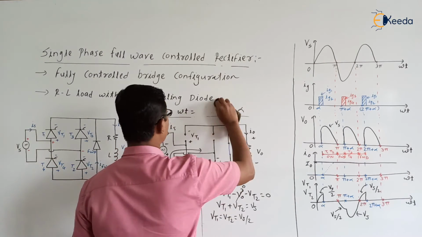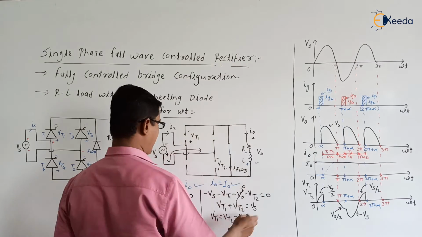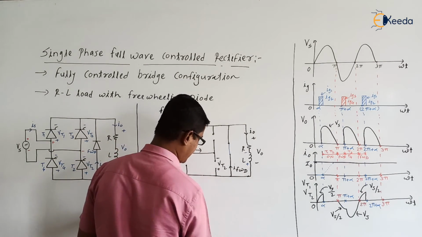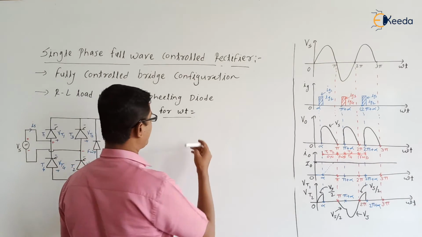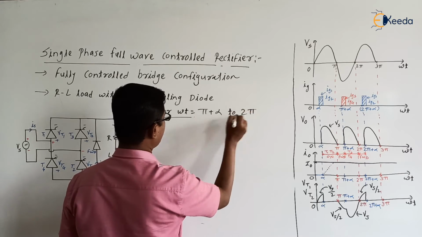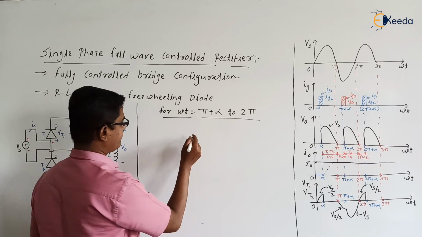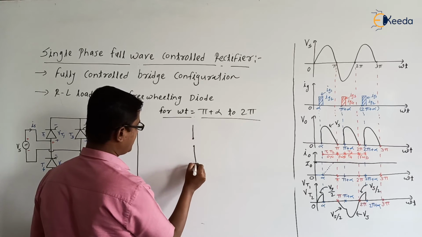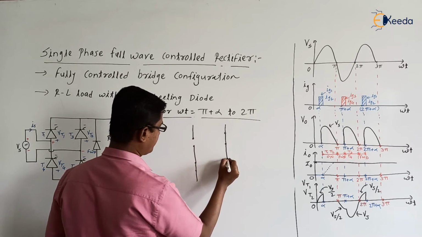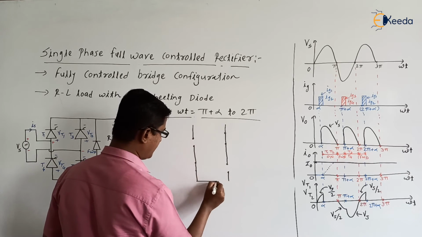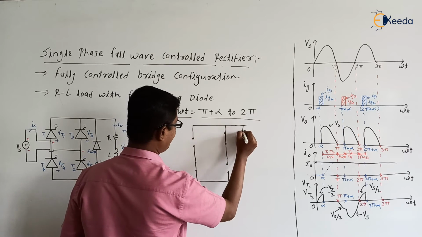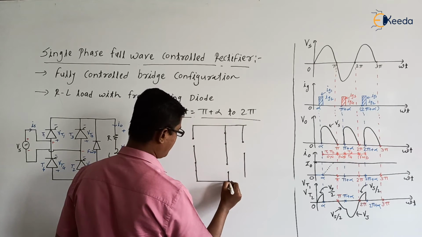From omega t is equal to pi plus alpha to 2 pi, what will happen? Let us discuss. During pi plus alpha to 2 pi, thyristors T3 and T4 will be in the on state, and T1 and T2 will be in the off state. The freewheeling diode will also be in the off state.